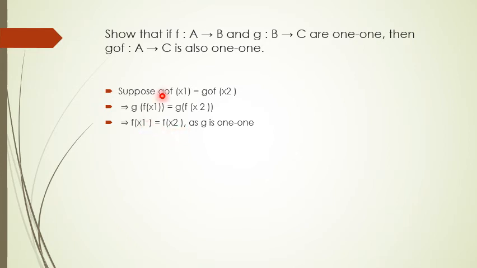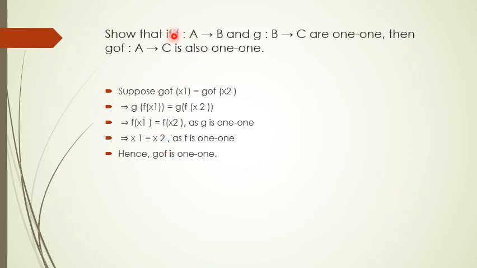But we know that f is also a 1-1 function. Hence, f of x1 equal to f of x2 implies that x1 equal to x2. Why? Because f is a 1-1 function. From the beginning, we assumed that g of f of x1 equal to g of f of x2. At last, we got x1 equal to x2. Hence, g of f is a 1-1 function.